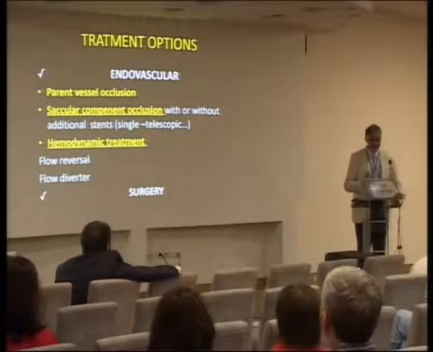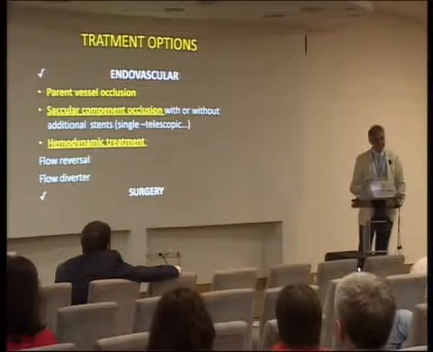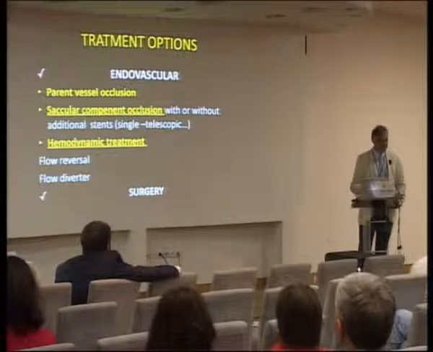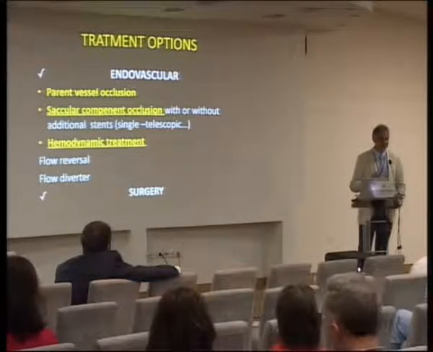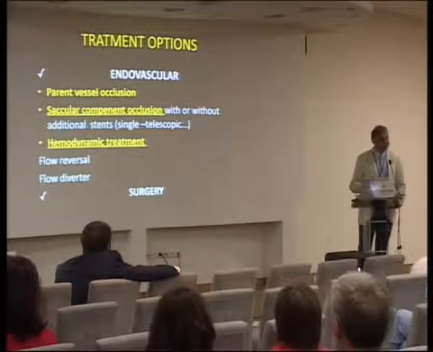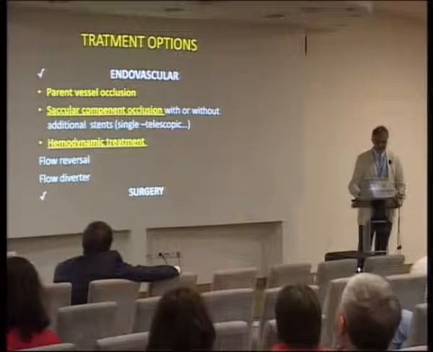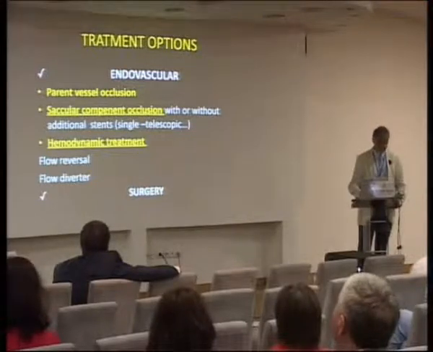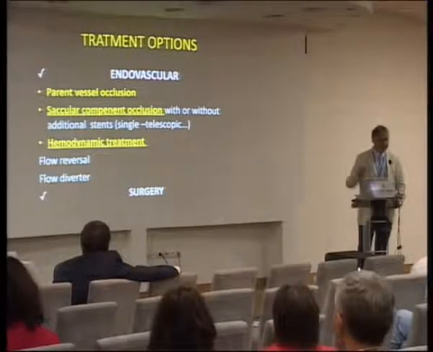And so that group, of course, gets two options for treatment, surgery and endovascular. You will see the endovascular one right now. One is the parent vessel occlusion. I prefer to occlude the dissected vessel if it's ruptured, as a principle. Well, if it is not ruptured, we have the ability to do more: circular component occlusion with or without some stents, and hemodynamic treatment, which is especially important for dissecting aneurysms. We can change the flow antegradely or retrogradely.